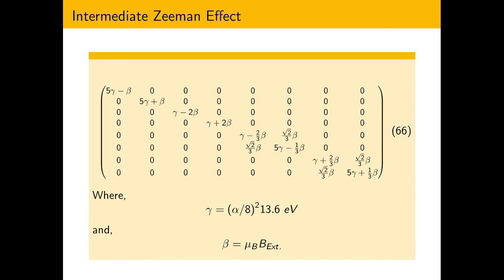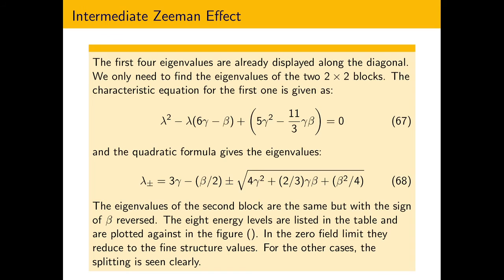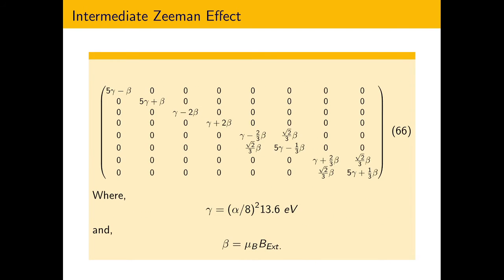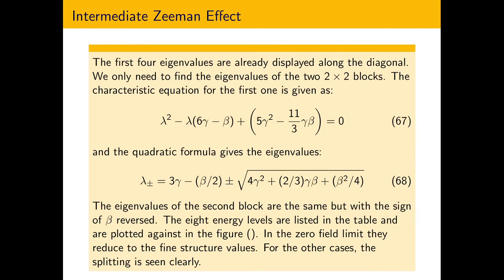So now we'll compute the characteristic equation for the first of the 2x2 blocks, and this is the characteristic equation. You solve this quadratic formula, and you get these eigenvalues. This is just the first one, and the second one would just have a different beta sign. So you get this one, and you get the other one for free.